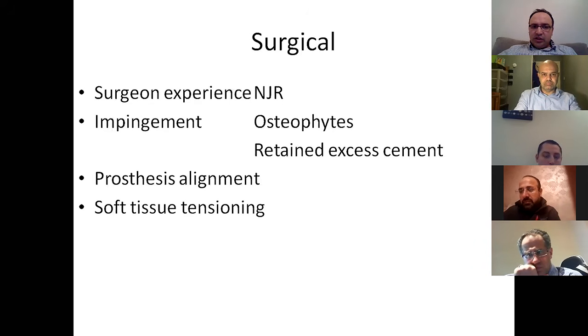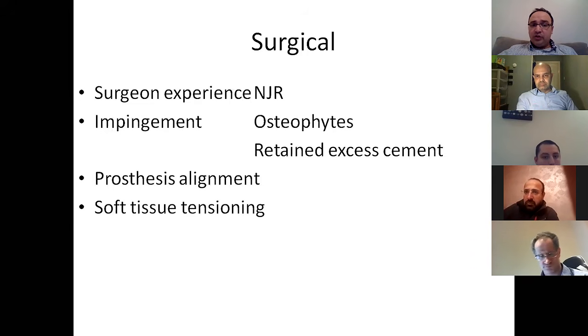It's known that the surgeon experience is an important factor. If you can back it up, it is also obviously reported in the NJR, and if you back it up with NJR data, you will be scoring high. So surgeon experience. Second is impingement. Impingement can be caused by osteophytes, which have not been removed during surgery, or from retained excess cement. And these can be seen on an X-ray.